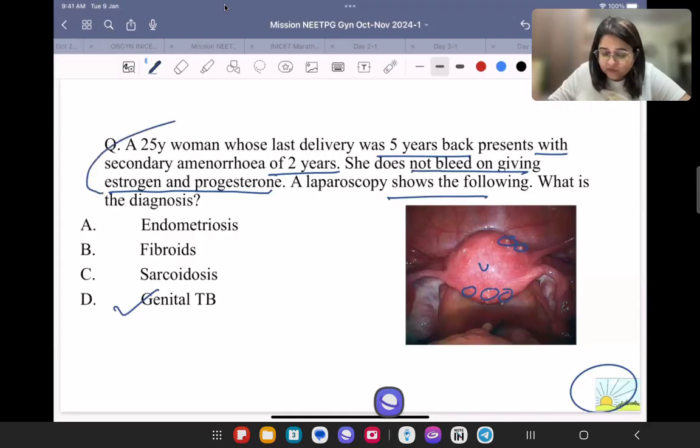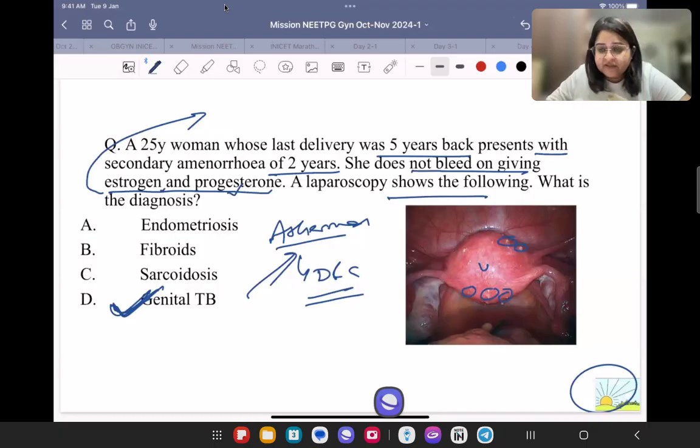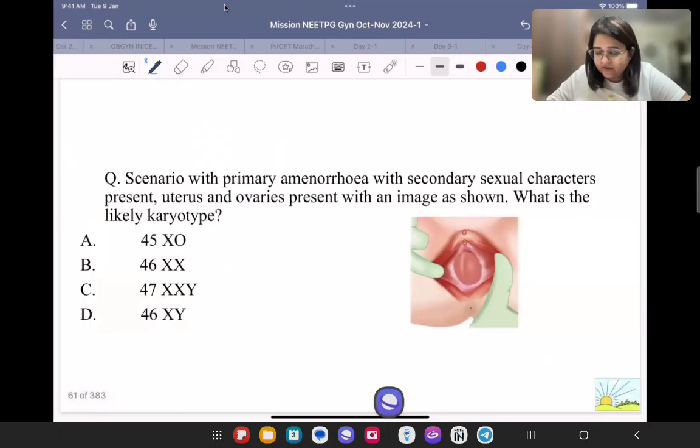She has a uterine cause of amenorrhea because she's not bleeding on giving estrogen and progesterone both. And the clue they've given here is genital tuberculosis. Okay, so this is not Asherman. If Asherman was also an option, the better one would still be genital tuberculosis. Okay, because genital tuberculosis is a cause of Asherman's. Another cause is a vigorous dilatation and curettage.